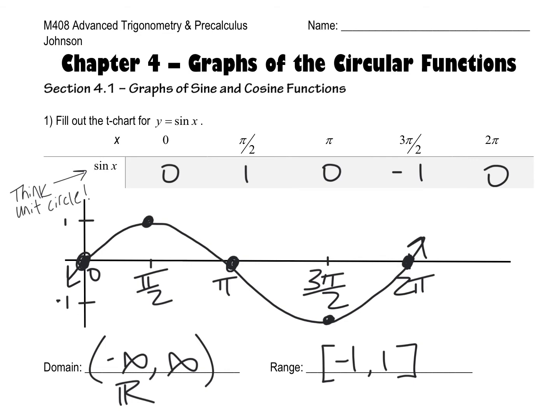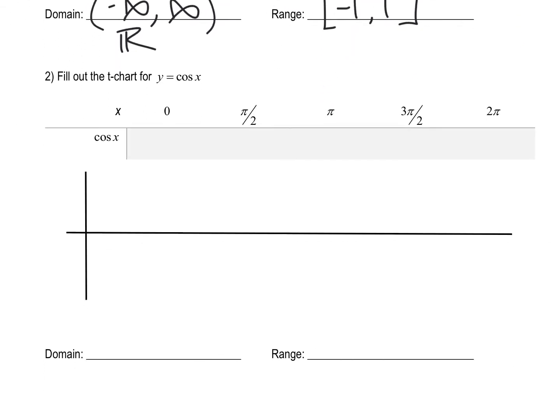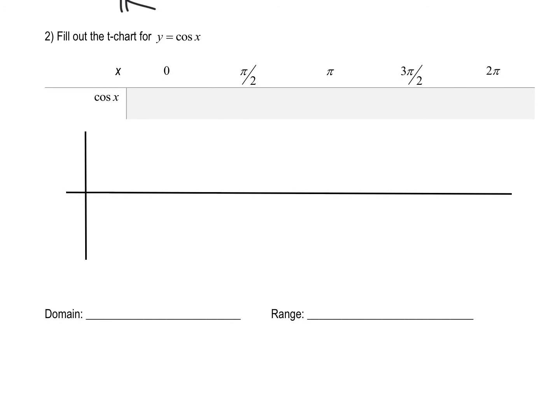Let's go on to cosine. Let's see how that goes. So cosine, because that's the x value, obviously our t-chart's going to look a little bit different. But the cosine of 0, the x value there is 1. The cosine of pi over 2, the x value there is 0. Cosine of pi, the x there is -1, 0, and 1. Again, these are all just unit circle things.